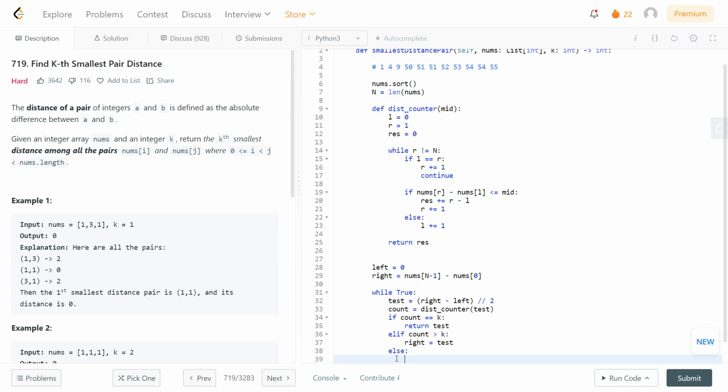Else this means count is less than k. Then we need to increase. We need to search on the right side. So we need to update left. But if mid element, I think it's test plus one. I'm not sure. Test plus one. If count is equal to k.